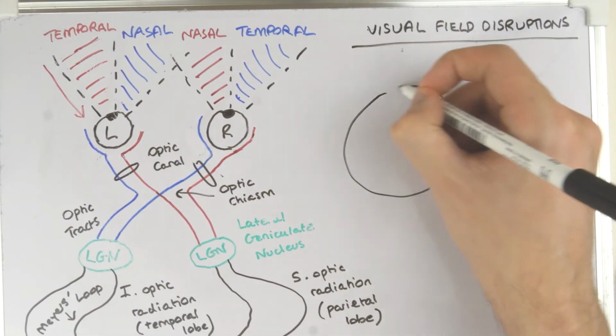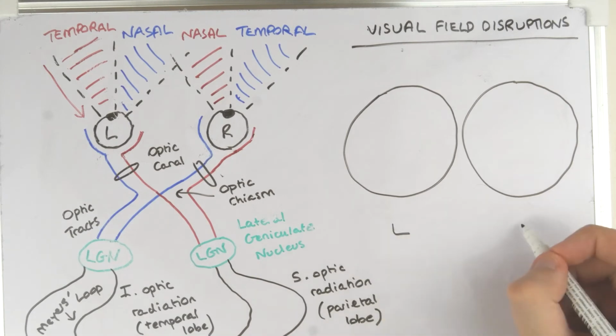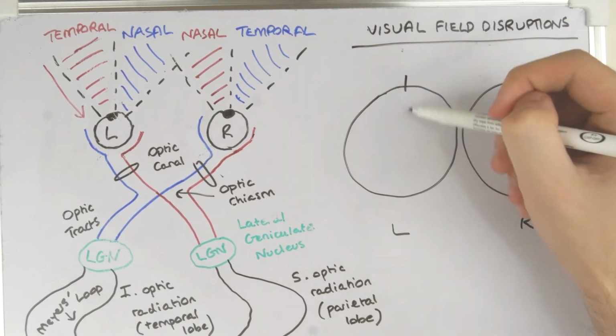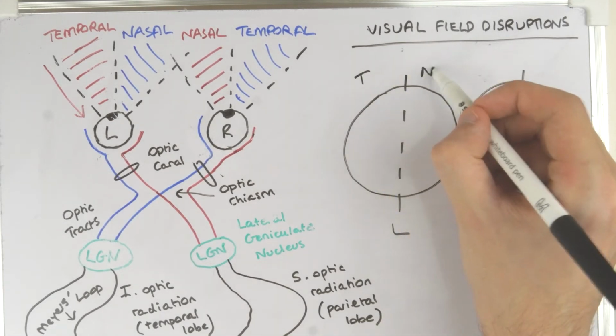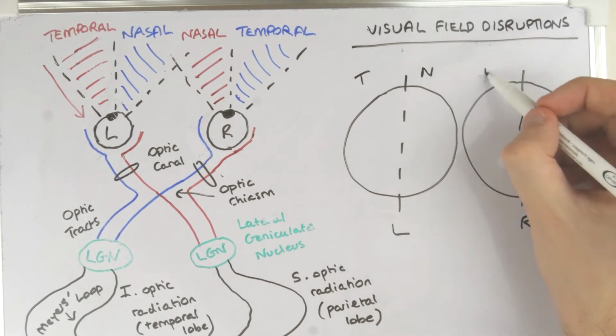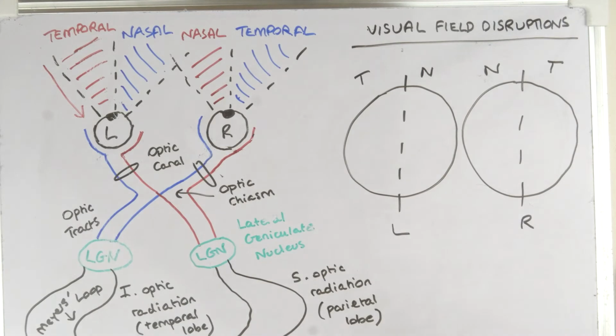So what we'll do here is I'll draw two big eyes. So once again we've got our left and right, and these are going to be our visual fields split in half. For the left eye we have our temporal and our nasal fields, then for the right eye, nasal and temporal, remembering that the nose would be in the middle somewhere.